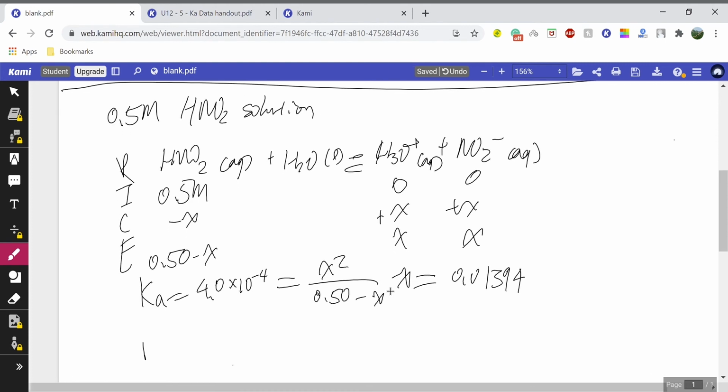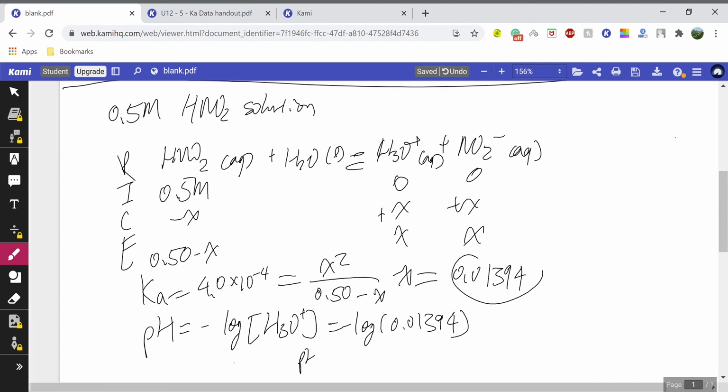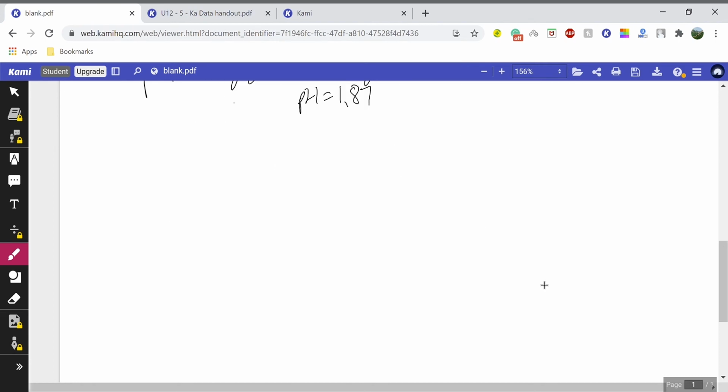Well, pH is equal to the negative log of the concentration of H3O plus. So what is the concentration of H3O plus at equilibrium? X. What is X? We just found that out. So pH will be equal to negative log of 0.01394. And if we do that, negative log of 0.01394 will give us 1.87.